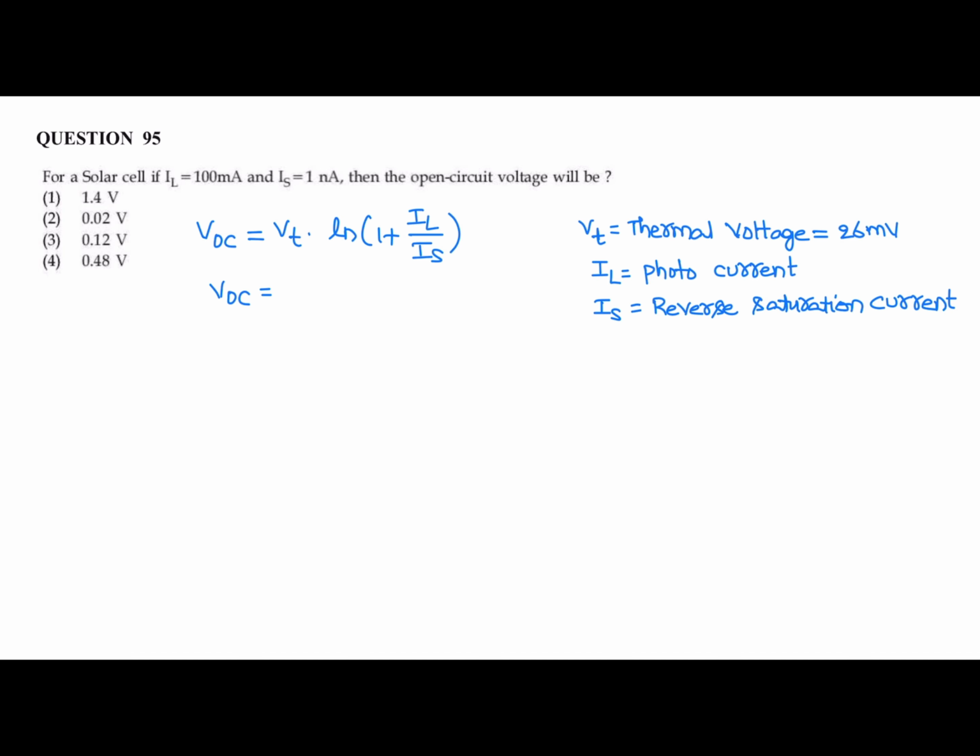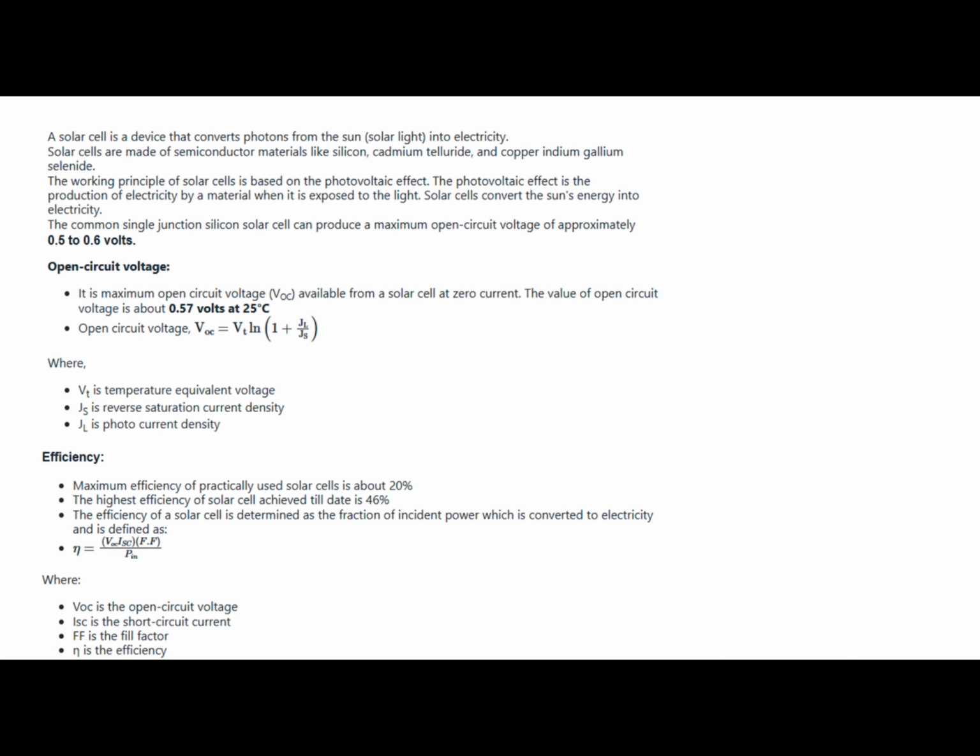Next question. For a solar cell, load current is 100 milliamperes and reverse saturation current is 1 nanoampere. Find the open circuit voltage. So a solar cell is a device that converts photons from sunlight or solar light into electricity. And the formula for open circuit voltage for the solar cell is VOC equals VT into ln of 1 plus JL by JS, where JS is the reverse saturation current density and JL is the photo current density. VT is the thermal equivalent voltage.